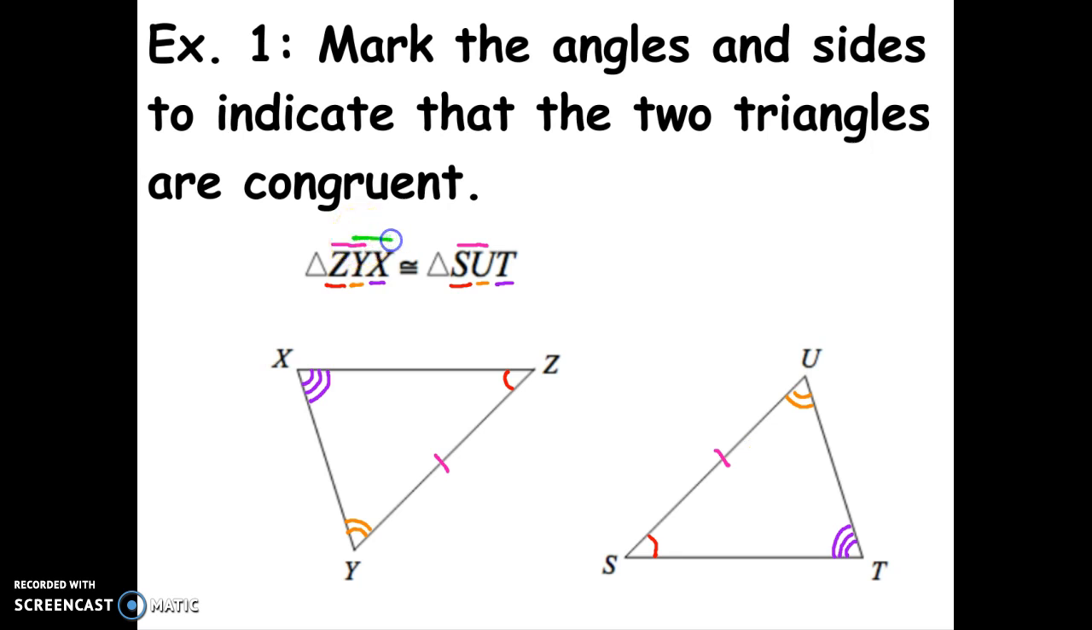Next we see YX and UT. YX is right here. We'll use two tick marks. And then UT is right here. We'll also use two tick marks. So these are corresponding sides, congruent sides. And then lastly, we have ZX and ST. ZX, we use three tick marks, and ST, three tick marks. So we have now marked the triangles to show all of the corresponding parts. And congruent parts, I'm sorry.